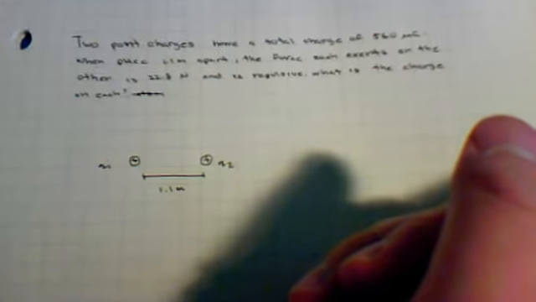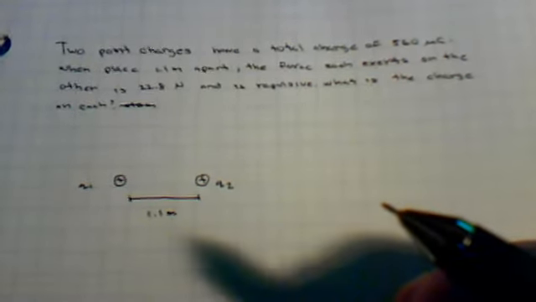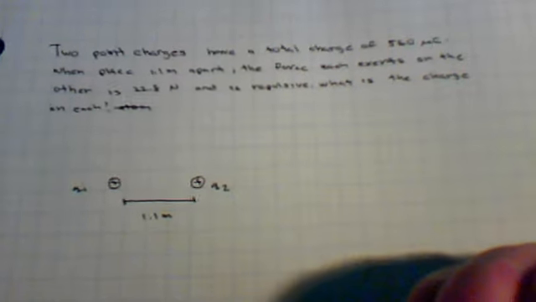So my name is Brendan, and I'm going to be doing the physics problem 18 for week 1. So the problem states that two-point charges have a total charge of 560 microcoulombs. When placed 1.1 meters apart, the force they exert on each other is 22.8 newtons and is repulsive. What is the charge on each?